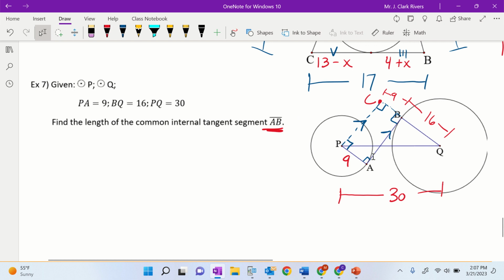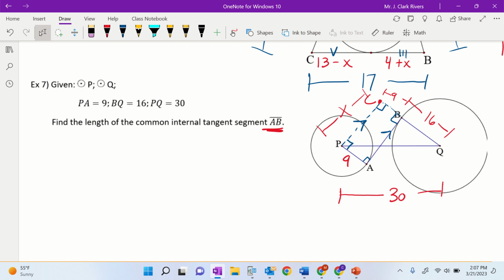Is there anything here that has the exact same length as AB? The answer is yes. If you remember, ABCP is a rectangle and PC is congruent to AB. So if I can find the length of PC, which I'm going to, I'll call this X, from P to C, we'll call that X. If I can find that, then I will also have the length of AB, because in a rectangle, opposite sides are congruent.